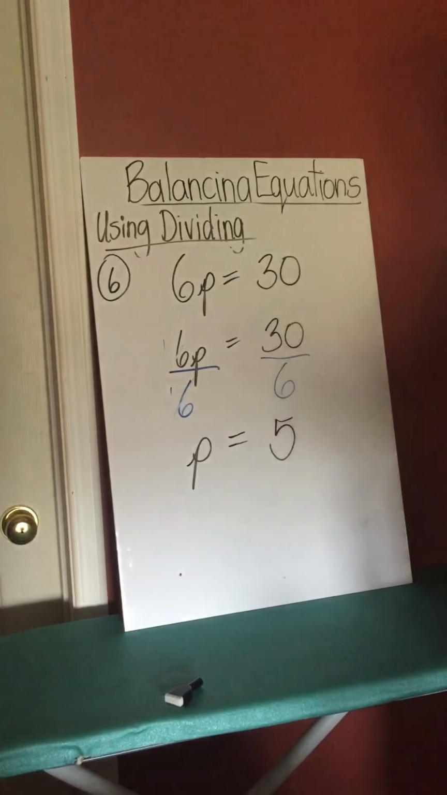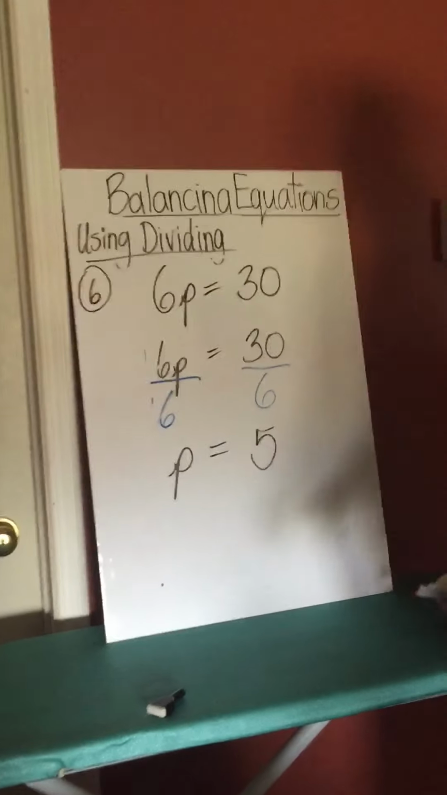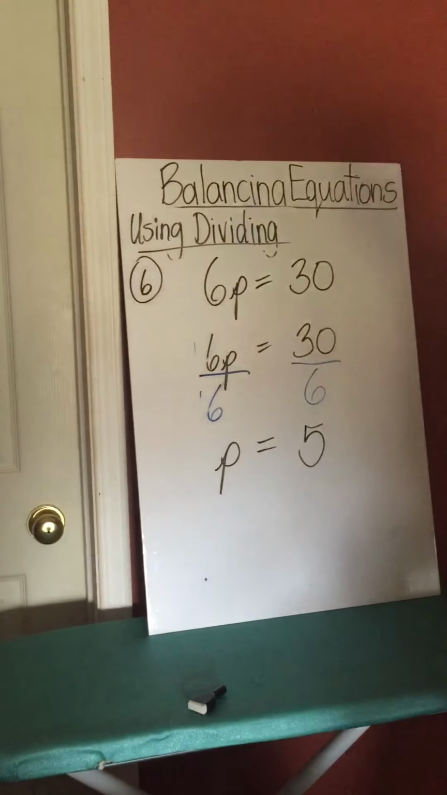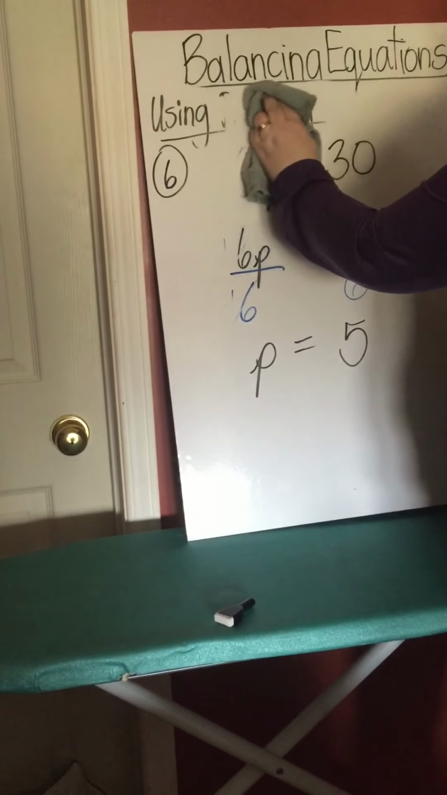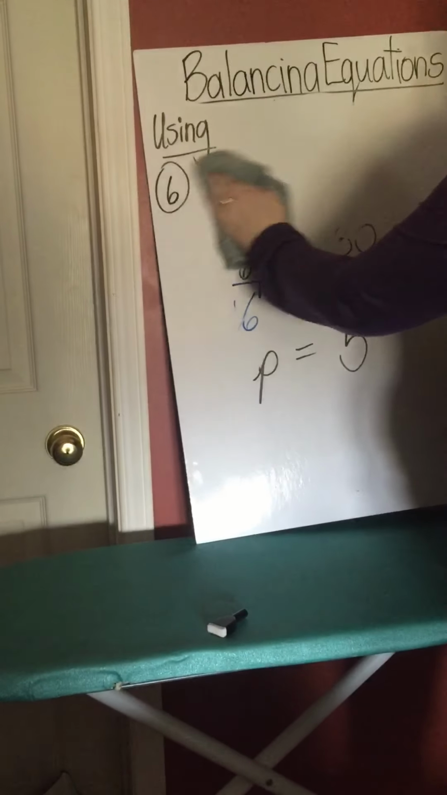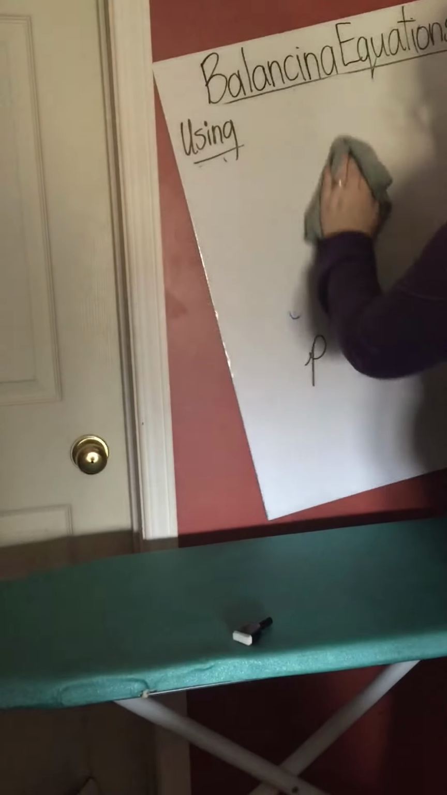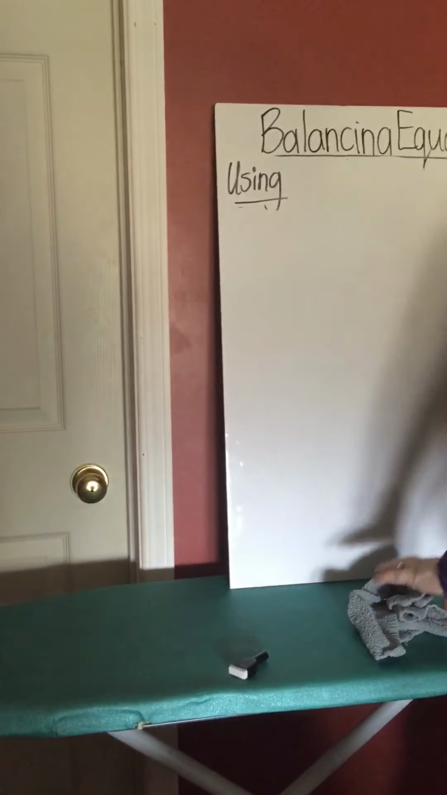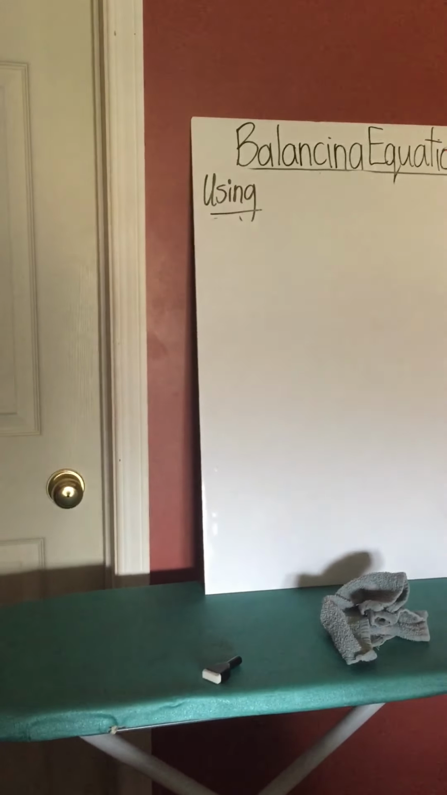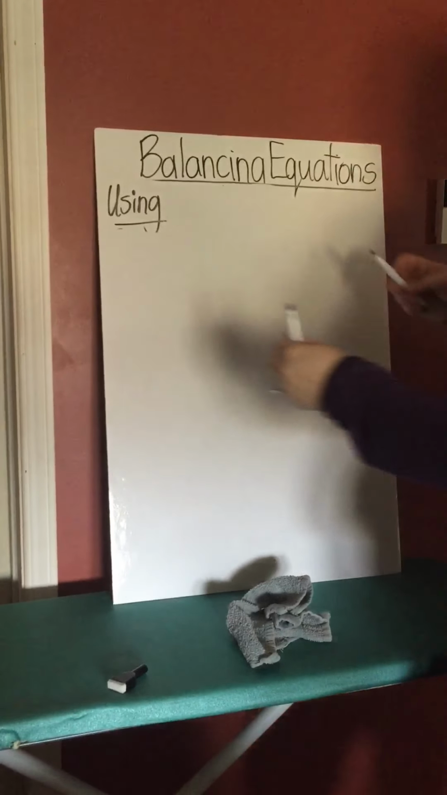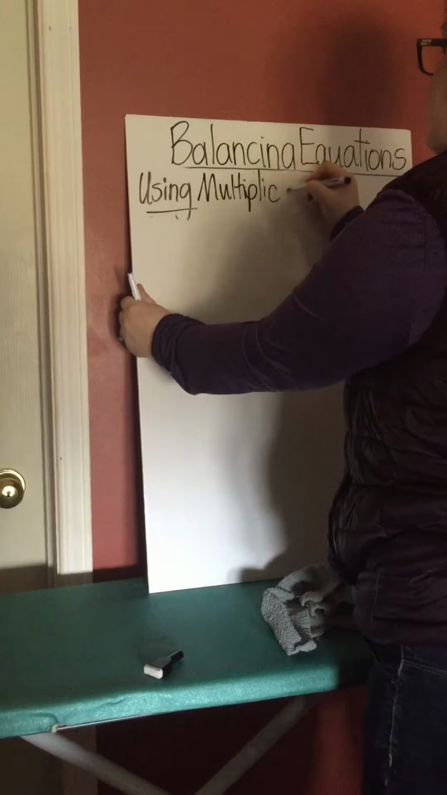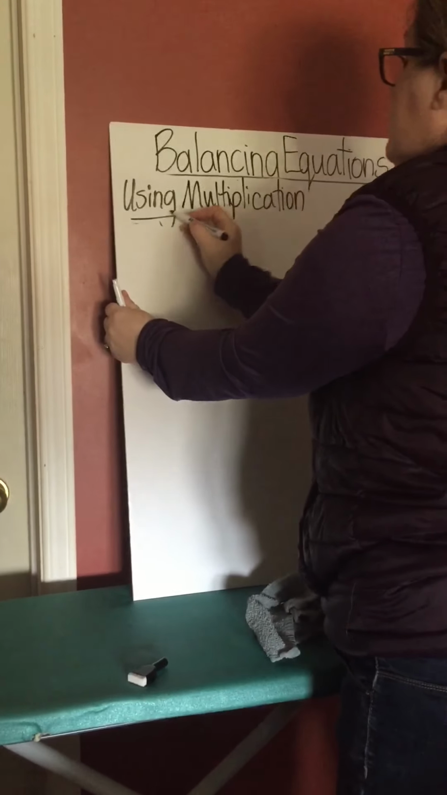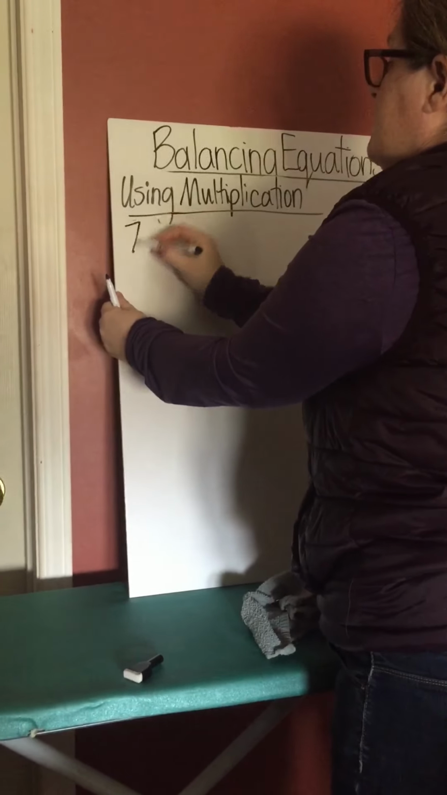p equals 5. Okay, so we have one last kind that we need to tackle at this time, and that is using multiplication. Okay, number 7.